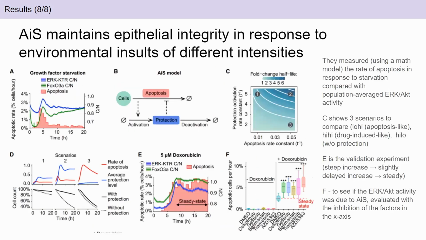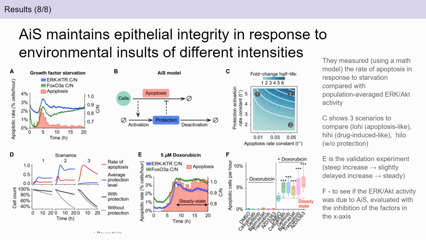So okay, next this is the last result here. They can already confirm that this type of signaling is able to drive the neighboring cells to survive longer. So they term it AIS, apoptosis-induced survival. This AIS maintains epithelial integrity in response to environmental insult of different intensity.